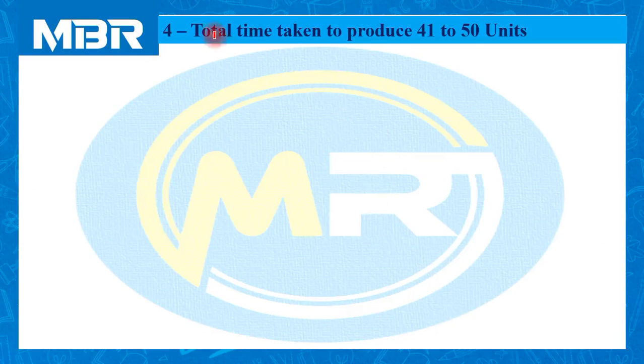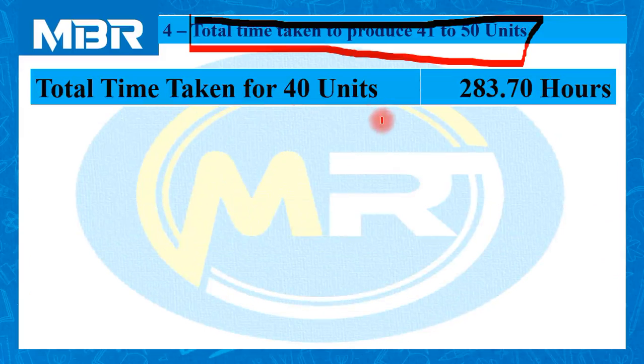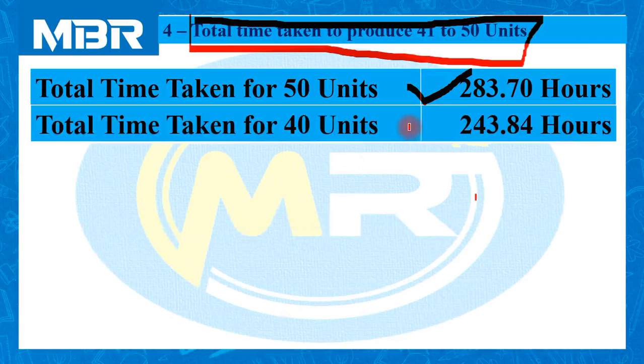As per the requirement of the question, we need to calculate the total time taken to produce 41 to 50 units. Total time taken to produce 50 units of the output, 283.7. Just a minute ago, we completed the calculation of the total time taken for 50 units. So within 1 minute, you can answer the question for 41 to 50 units if you are clear about the mechanism of the solution. Total time taken for manufacturing 40 units of the output, 243.84. That we completed a few minutes ago.